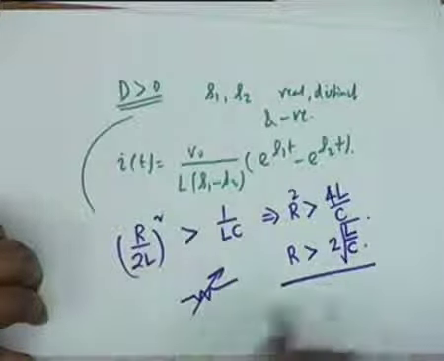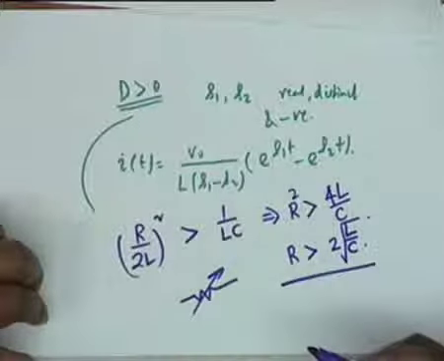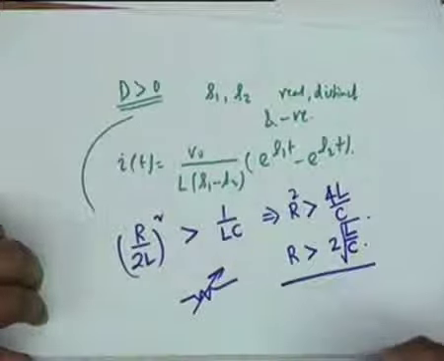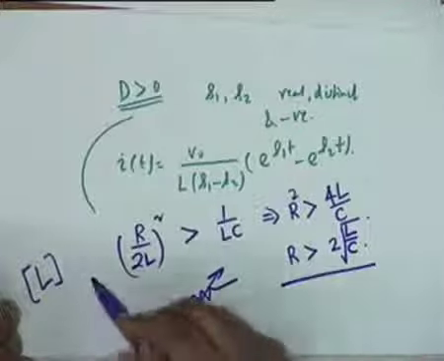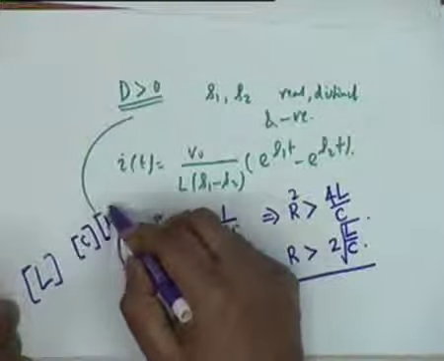The other thing that I want you to notice is that square root of L by C obviously has the dimension of resistance. Isn't that right? So if you wish to express the dimension of L in terms of the dimension of C and R squared, then obviously L would be equal to CR squared.